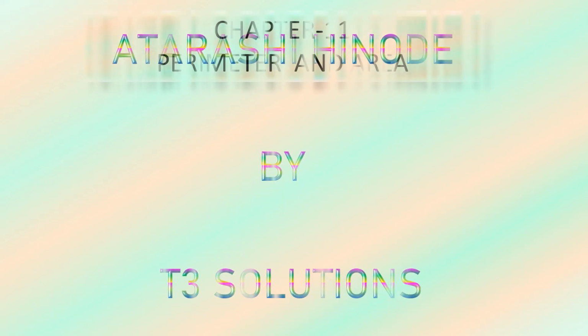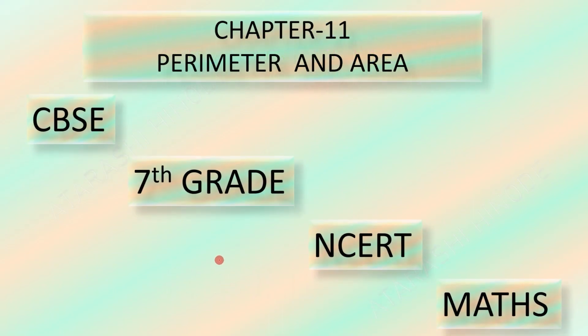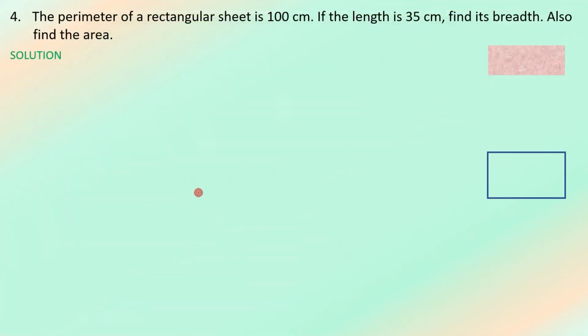Today we are going to do the fourth question of exercise 11.1, 7th grade CBSE NCERT Maths. The question is: the perimeter of a rectangular sheet is 100 cm. If the length is 35 cm, find its breadth. Also find the area. Here the perimeter and length of the rectangular sheet are given. First we have to find its breadth, after that the area. Let us start solving.